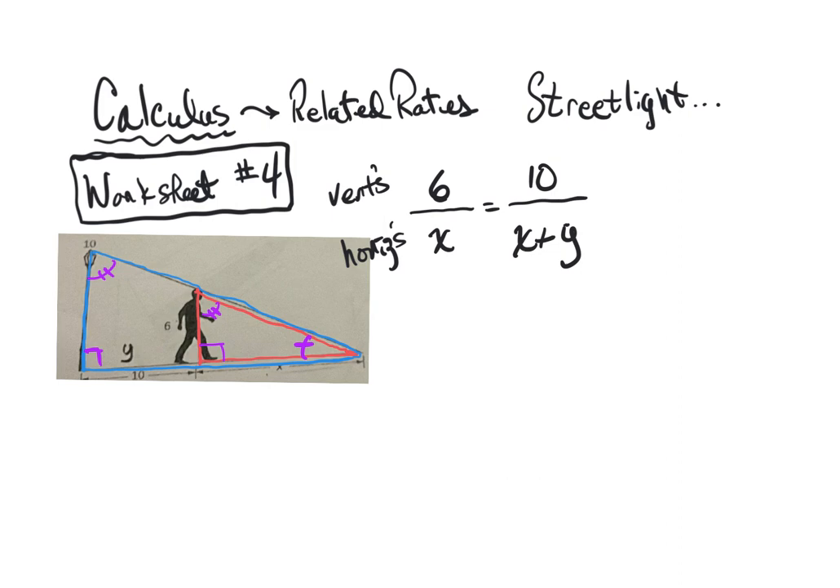This Y value is changing over time, so therefore we have to use a variable. So there's our equation that relates X, the length of your shadow, to Y, the distance you are away from the street light. Okay, so there's the equation.